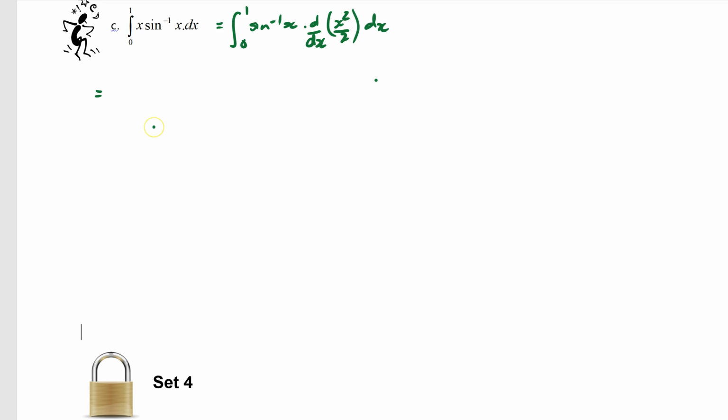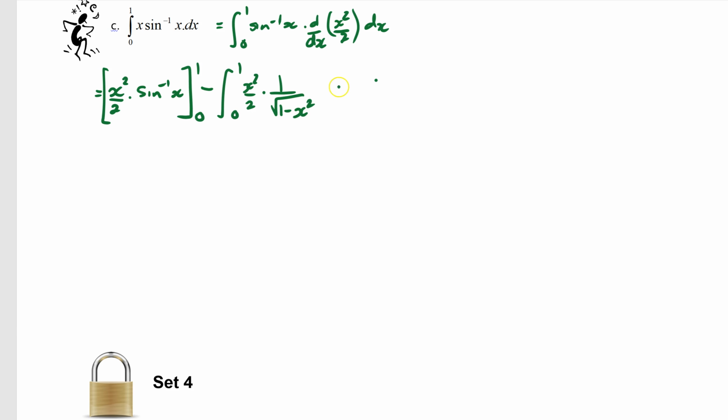So that's going to give me x squared on 2 times sine to the minus 1 of x from 1 to 0. So I need to put those limits on my uv part, minus the integral from 0 to 1 of x squared on 2 times the differential of sine to the minus 1. And I can do that as the standard integral table tells me that that's the answer.